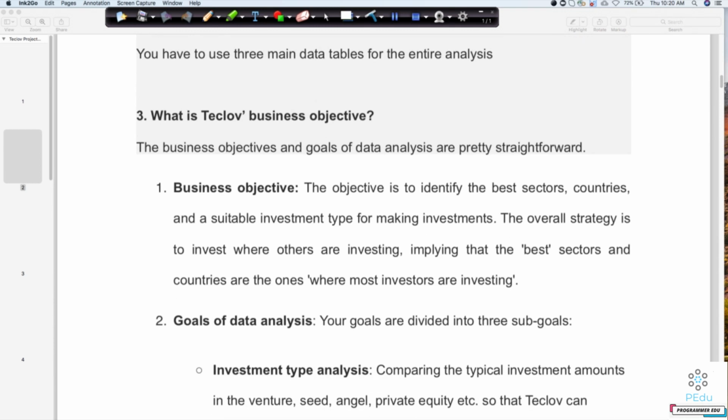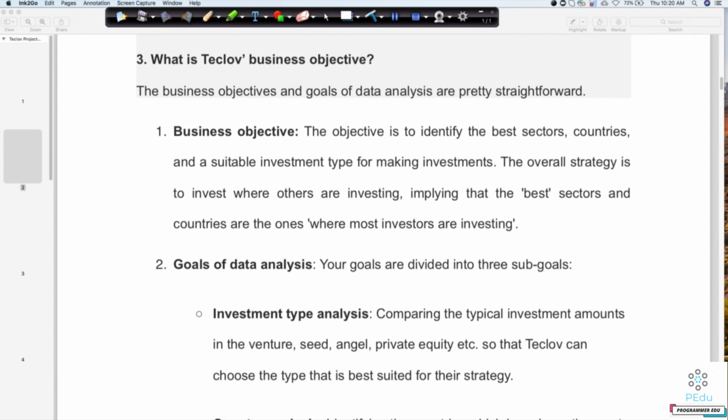So what is the business objective here? The business objective is pretty straightforward. The objective is to identify the best sectors, countries and suitable investment type for making investment. The overall strategy is to invest where others are investing, as I told you before, implying that the best sectors and countries are the ones where most of the investors are investing, right? As I told you, wherever the crowd is going, I want to follow the same path.